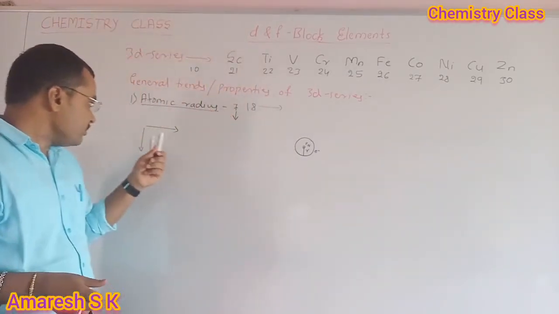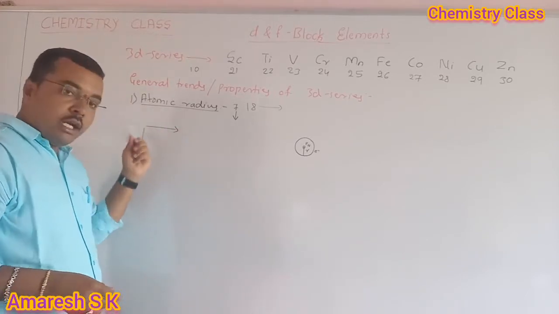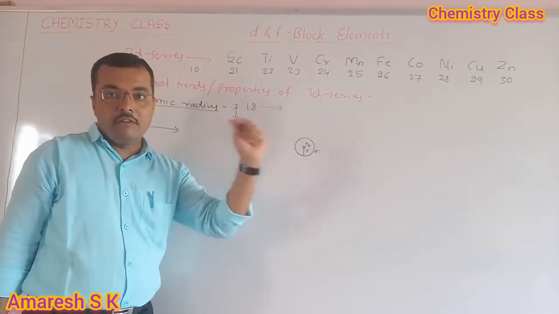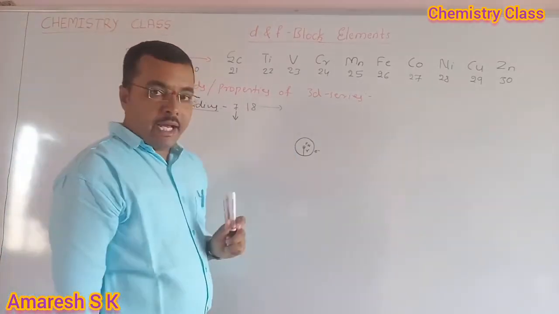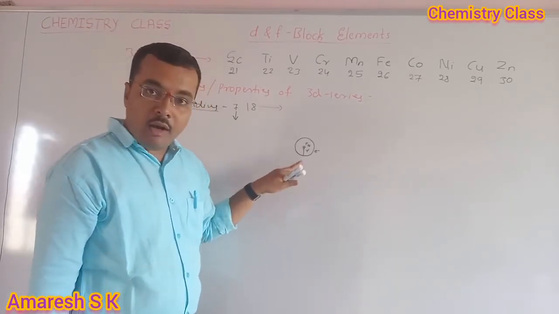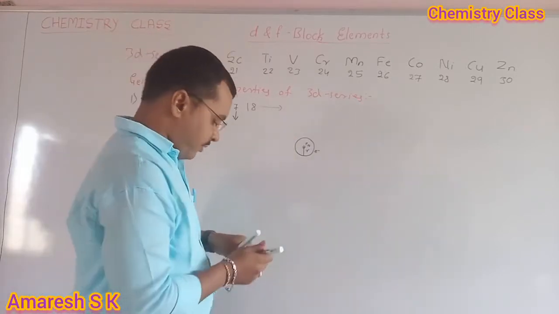Along the group means from top to the bottom, and along the period means from left to the right, there will be a slight change in the atomic radius. Atomic radius means the distance from the nucleus to the outermost electron or outermost shell.